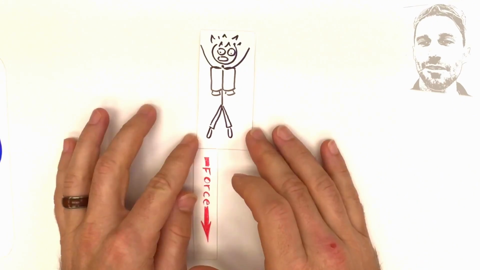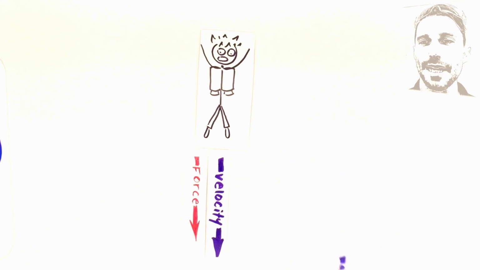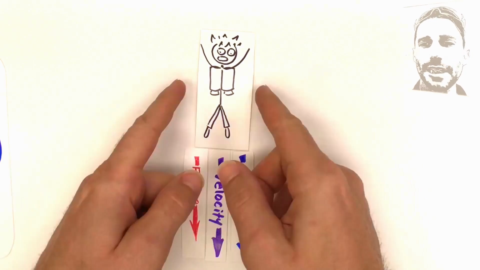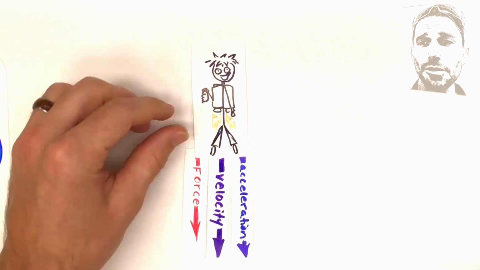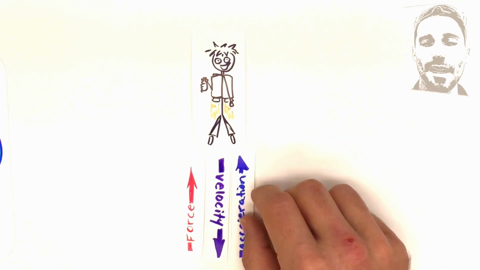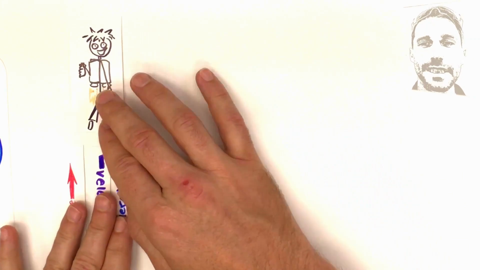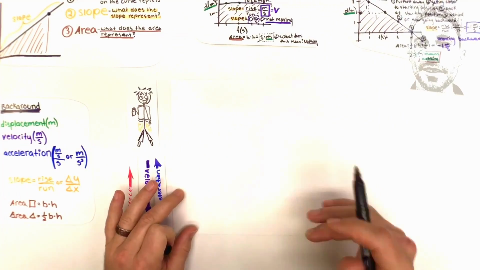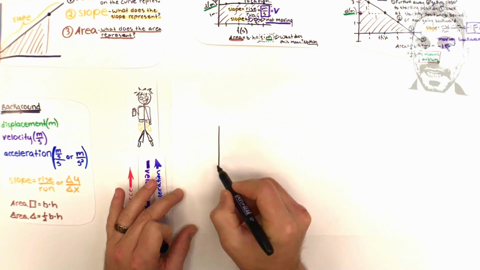We have this guy now who's falling. The force of gravity is going down, velocity is going down, acceleration is going down, but then he turns on his boosters. So now the force is going up from those boosters. He's accelerating upwards, but his velocity is still going down for a minute. That is what we are going to graph now with our next example.